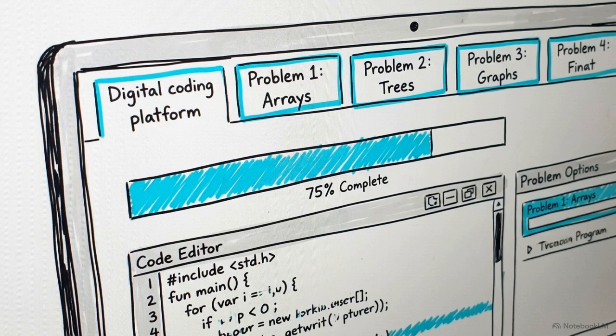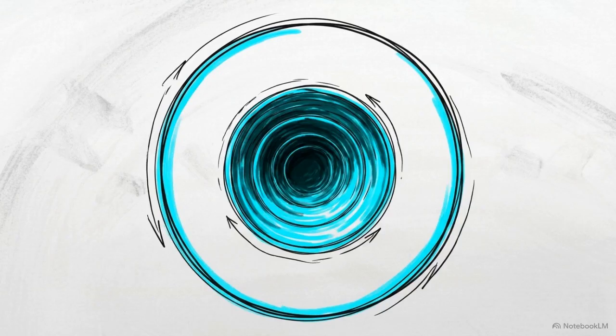Set a strict quota for yourself here. Solve 5 to 10 distinct problems for each of these subtopics before you allow yourself to move forward. Week 5 introduces recursion and backtracking.